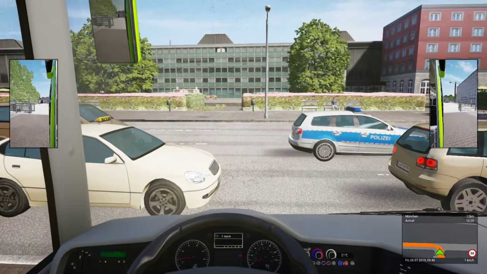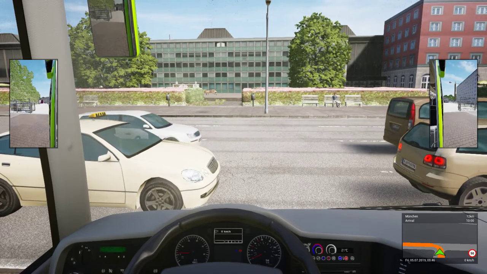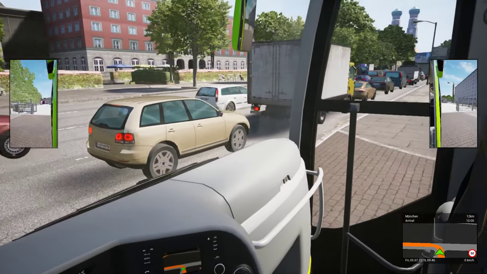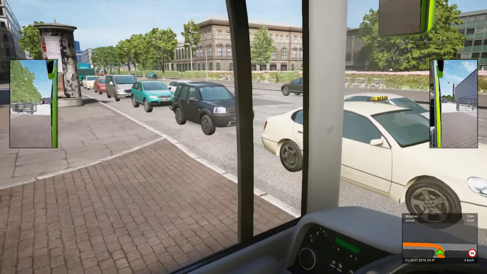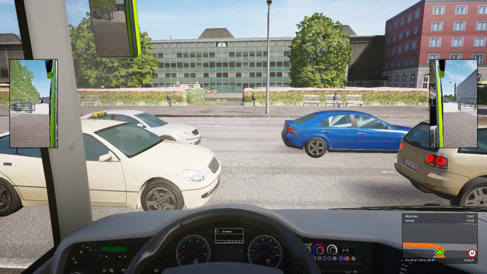Noticeably worse than we've had it before. I don't know if it has anything to do with the date or what it is, but... And the problem is, I guess the light has gone red down there. And nothing's moving. Oh, this is fun.